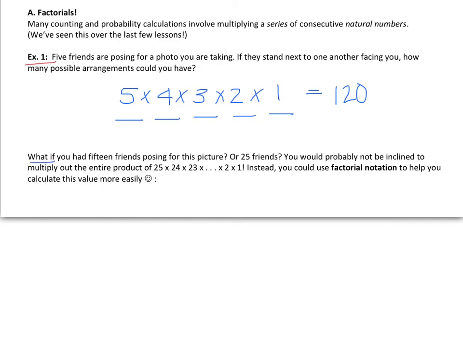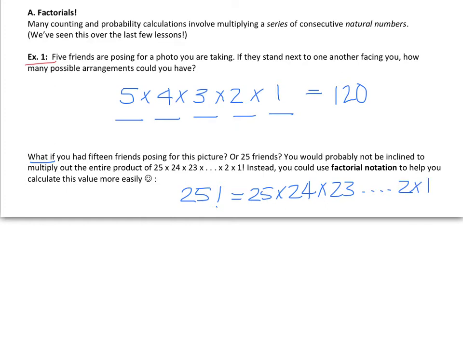But what if you had 15 friends posing for the picture, or 25 friends? You would probably not be inclined to multiply out the entire product of 25 times 24 times 23 all the way down to 2 times 1. Instead, you could use factorial notation to help you calculate this more easily. And that is 25 with a little exclamation point at the end. And what that is equal to is 25 times 24 times 23 all the way down to 2 times 1.